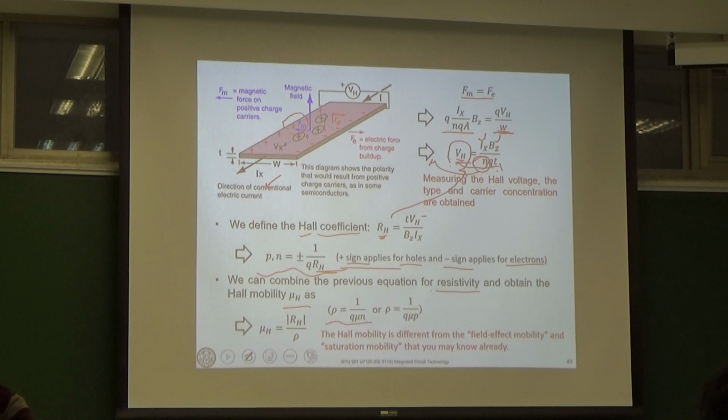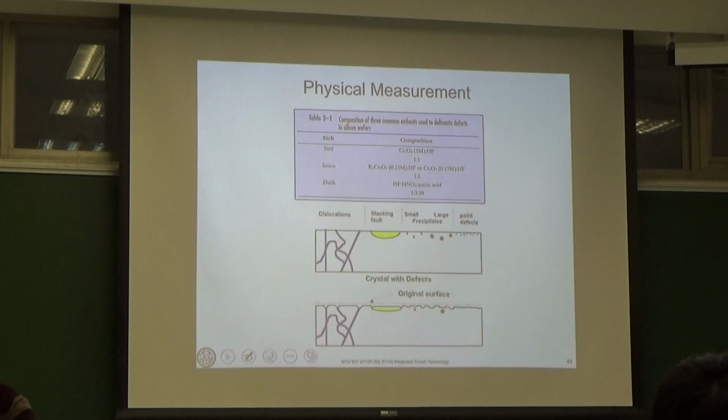Okay, this is the resistivity equation. So you have the concentration, and then we can get your mobility. This Hall mobility is different from field effect mobility and saturation mobility, and you may know this already, or you can learn it from the semiconductor device physics course. Okay, so that's the whole measurement. I hope you can understand the explanation.